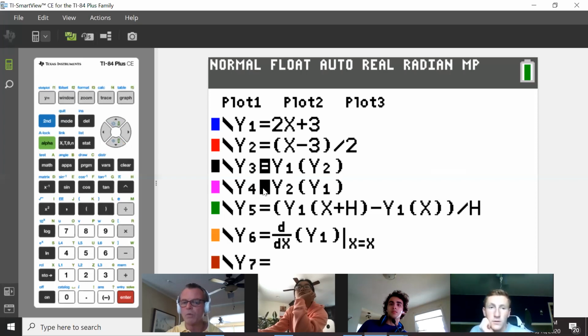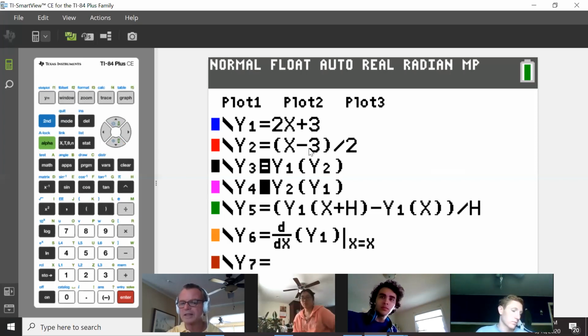If you went the other way, y4, you have y2 following y1. So this becomes the input. When this is the input for this x, you double everything. So the 2's reduce, and you had x take away 3 plus 3, you'd be back to x.